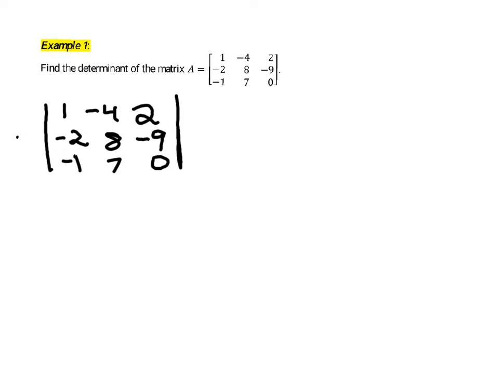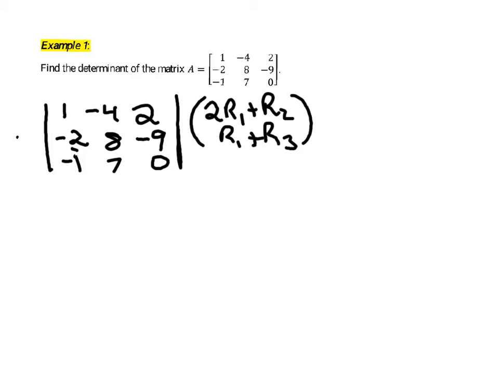I'll do 2 times row 1 and add that to row 2 to get a 0 in this position here. I'm also going to do row 1 plus row 3 to get a 0 in that bottom left position. Now, both of these row operations are adding a multiple of row 1 to another row. This type of row operation does not change the value of the determinant. So this next determinant is going to be equal to the one before it.